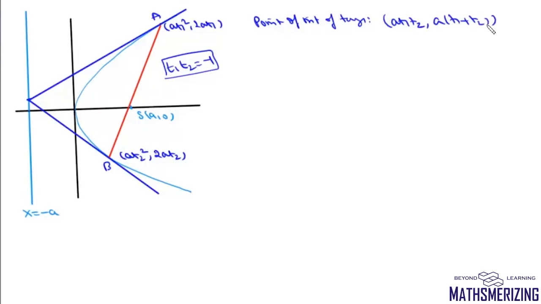Now e to the power x cannot be 0 because it is 0 only at minus infinity, and it cannot be negative. So the two values are at x equals log 2 and x equals 2 log 2. So the number of points on this curve is simply 2, and that's your option number A.